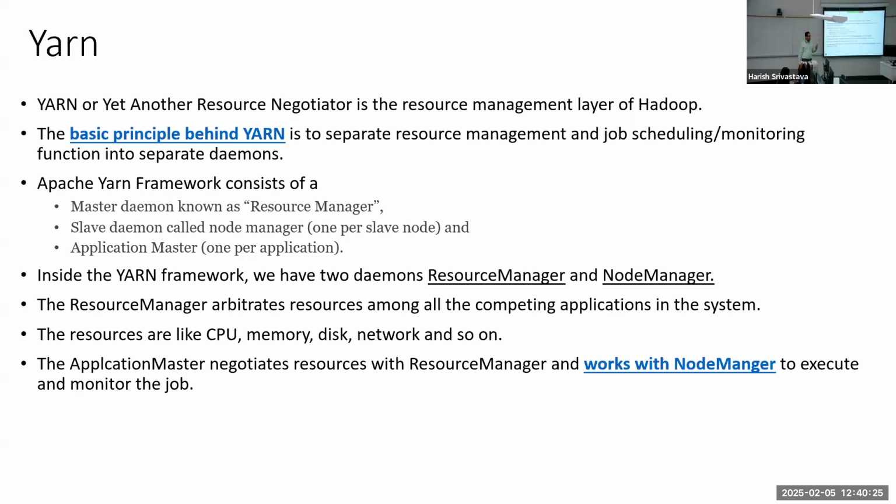How will the resource manager come to know whether the resources are available? It will continuously track their utilization. It will continuously track the processes running over it. Then only it can assign and get an agreement, go and run there. The application master negotiates resources with resource manager and it works with node manager to execute and monitor the job. So what is the task of application master?